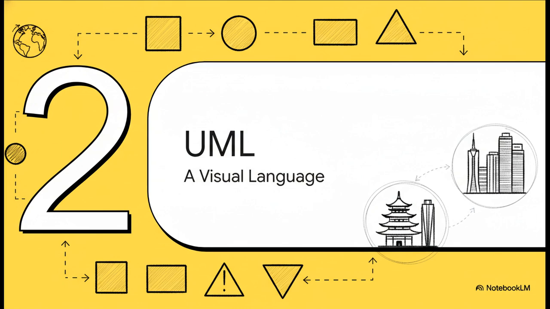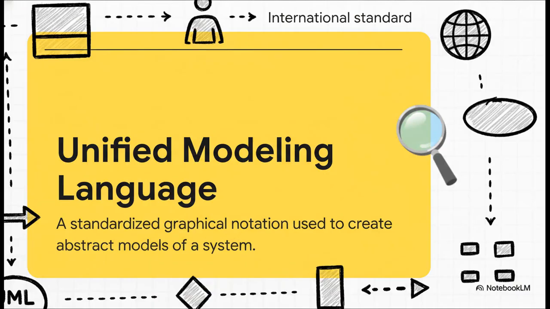Okay, so if we're all going to be drawing these software blueprints, how do we make sure we're all speaking the same visual language? How do you make sure that a square means the same thing to a developer in Tokyo as it does to one in Toronto? Well, the answer is UML, the Unified Modeling Language. Seriously, just think of it as the international standard for software blueprints. It gives everyone a common set of symbols and notations so that anyone, literally anywhere, can look at a model and get exactly how a system is supposed to work.